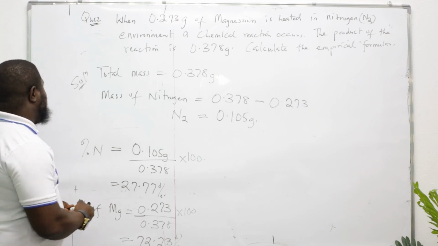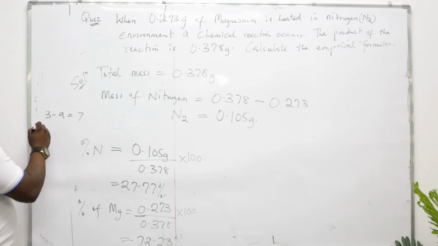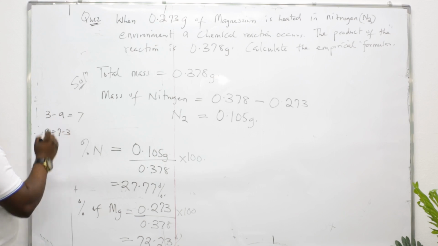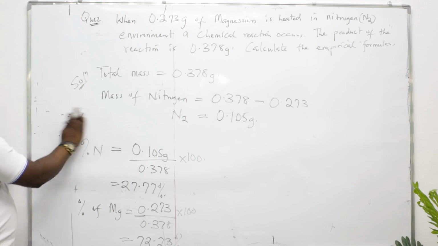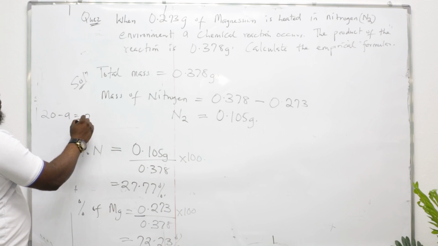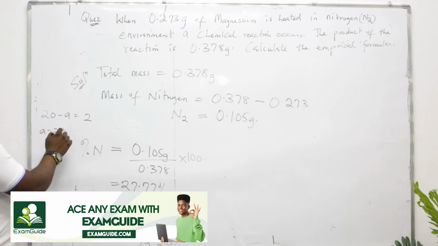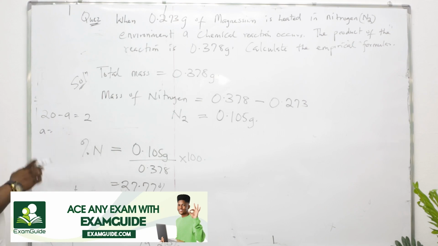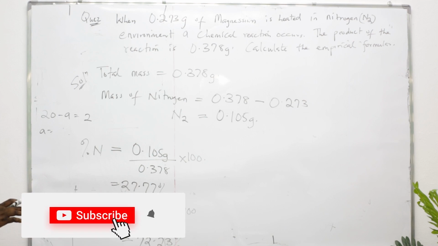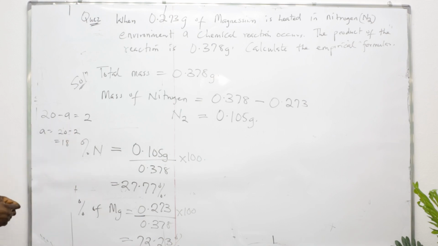It's a simple thing. If they tell you in mathematics that 3 minus A is equal to 7, therefore A will be equal to 7 minus 3. If they tell you that 20 minus A is equal to 2, A will be equal to 20 minus 2, which is 18. So 20 minus 18 is 2.